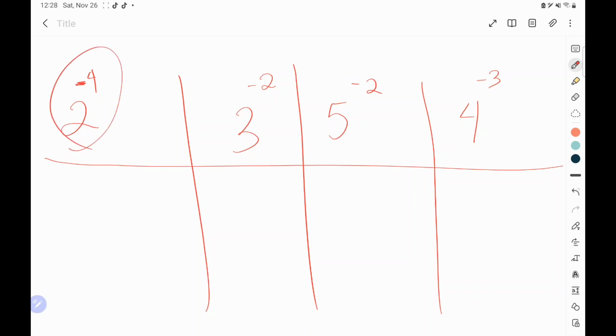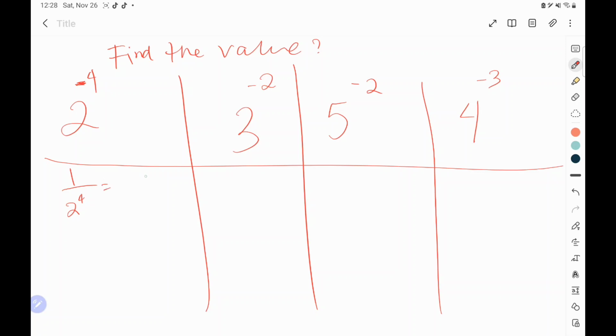And how are we going to do that? We have to do the reciprocal. That means to make it positive, you have to find the reciprocal. So it becomes 1 over 2 to the power of 4. That's it, the exponent is positive. However, if the question says find the value, you have to simplify this one.